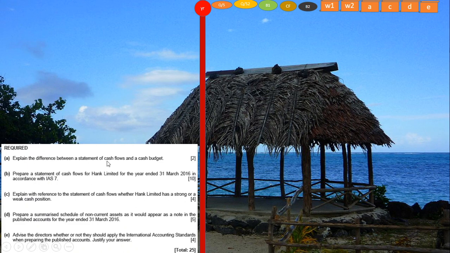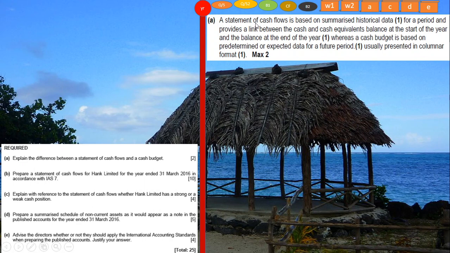Now let us look at additional question. Explain the difference between statement of cash flow and cash budget. So if we have to explain this, it would be like this. Answer A here. Cash flow is based on summarized historical data. So it's based on all the historical data, past event for a period, and provides a link between cash and cash equivalent balance at the start of the year and balance at the end of the year. That's correct. So cash flow statement simply acts as a bridge between your opening cash and cash equivalent balance and the end cash and cash equivalent balance.